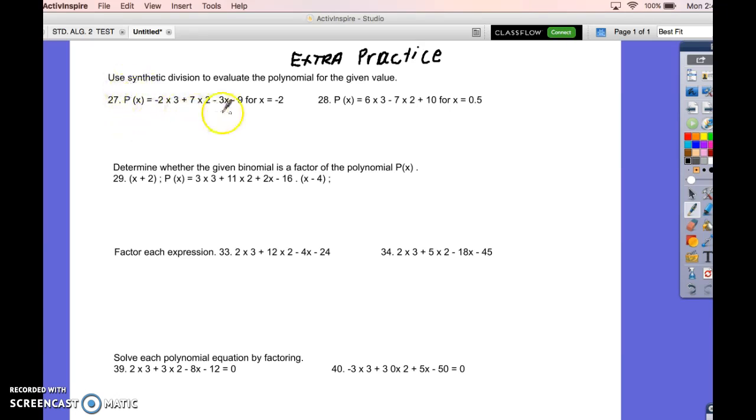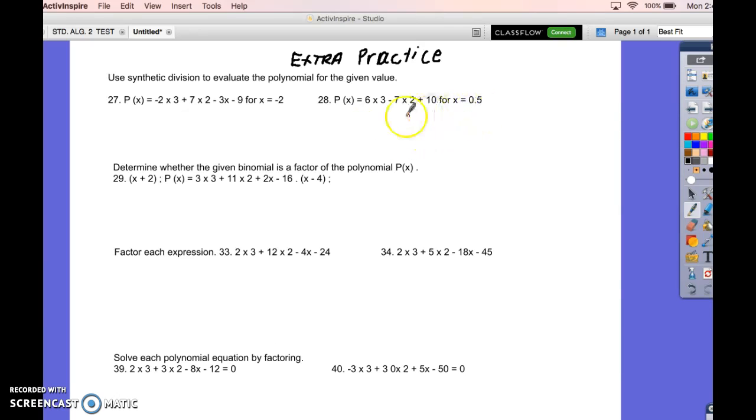Because right off the bat, I'm going to show you something which just doesn't look right. But anyway, using synthetic division to evaluate the polynomial for the given value, this should be negative 2x cubed. When you look at your extra practice number 27, that's what you see, plus 7x squared minus 3x minus 9. And we want to check out x equals negative 2 to see if it's a 0. And I think we did this one before. So I'd like you to just look as we do it again.